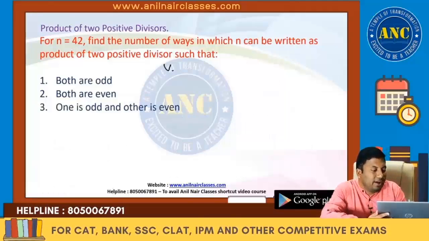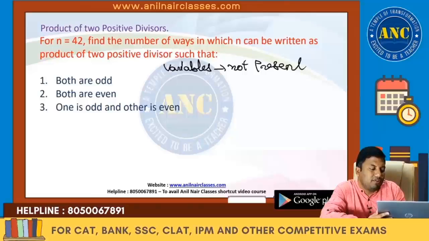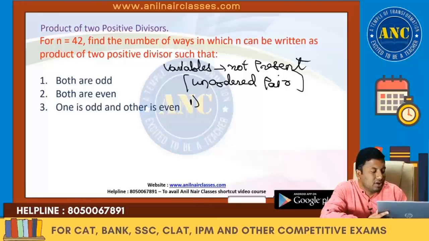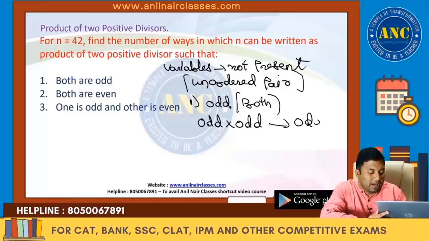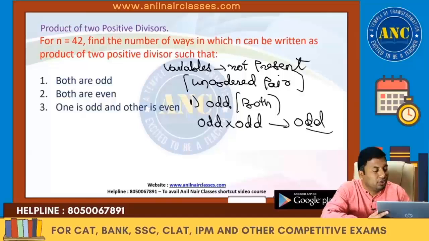Now, variables are not present in the question. If variables are not present in the question, then it is an unordered pair. First case, both are odd. If both are odd, what is odd into odd? Odd into odd is always an odd number. But the value given in the question is 42. So the first question answer is 0.